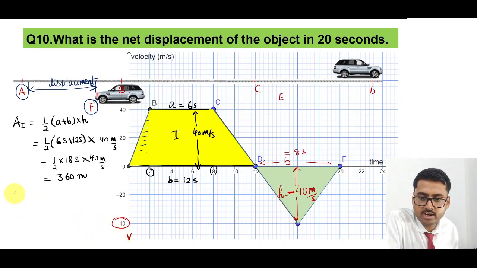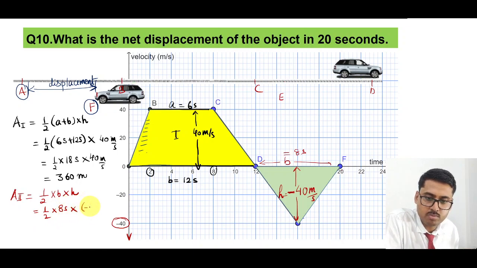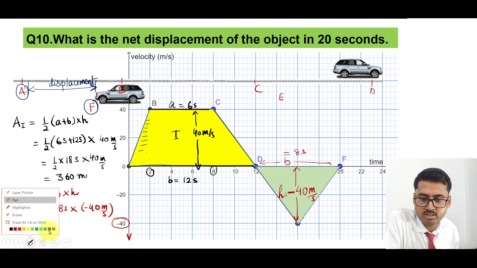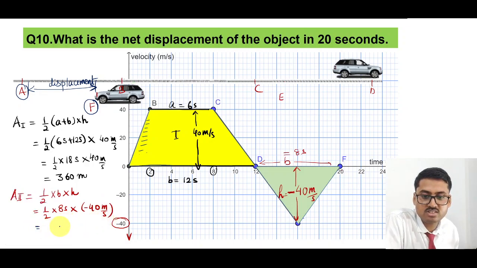So let's now calculate area 2. Area 2 will be equal to half into base into height, and that is half into 8 seconds into height minus 40 meter per second. Well, you can see something unique coming up. The answer is coming in negative. The area is coming negative, which is not usual in maths. So this is half into 8 into minus 40, that is minus 160 meters.